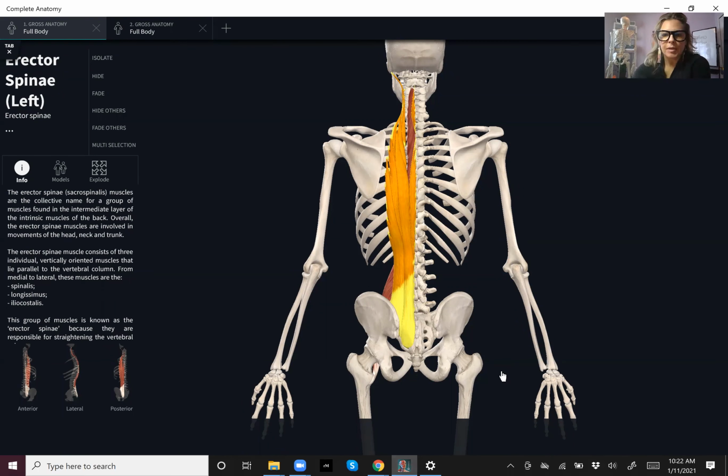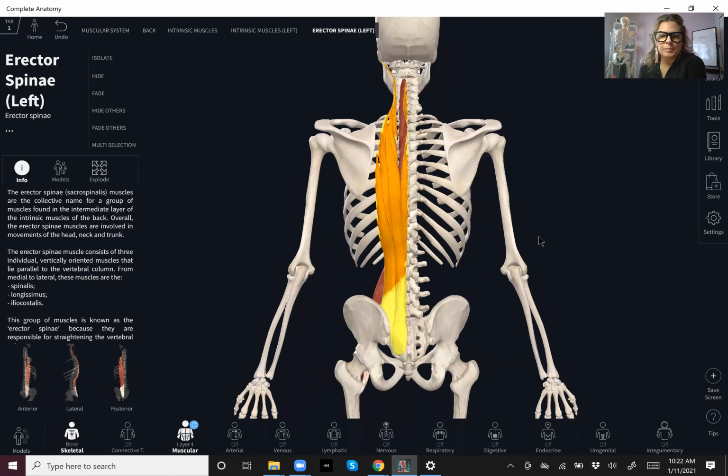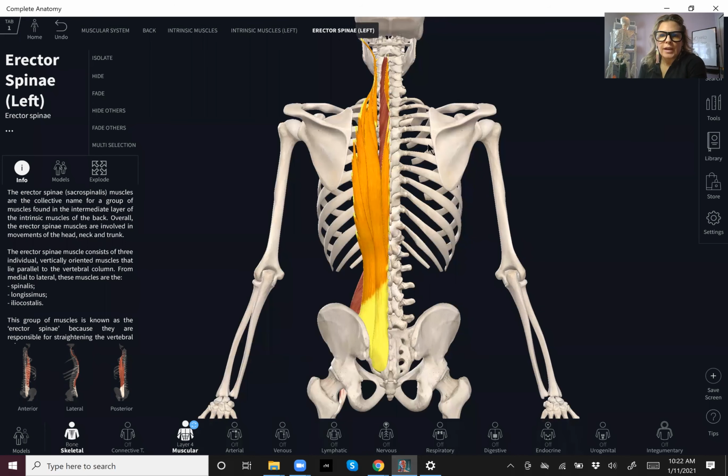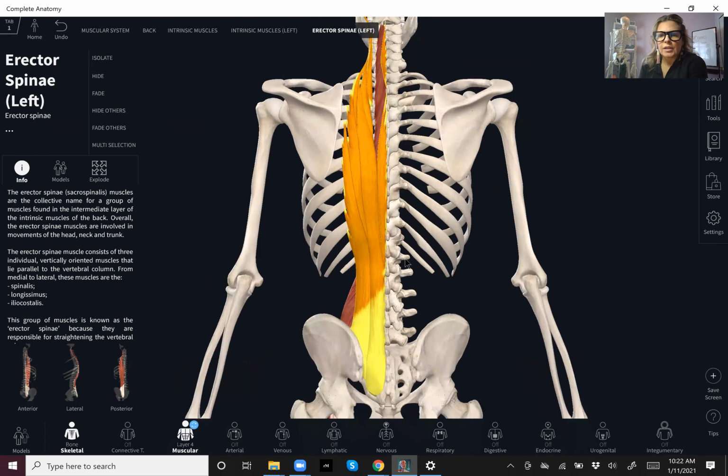So here we go. Let me make this a little bit bigger for you guys. There we go. So highlighted in orange are the erector spinae of the left side of the body. Now, there is erector spinae that run along the right side of the body, so I can pull that up for you guys so you can see that. So it's highlighted in orange, and where the tendons are, it's yellow in color.